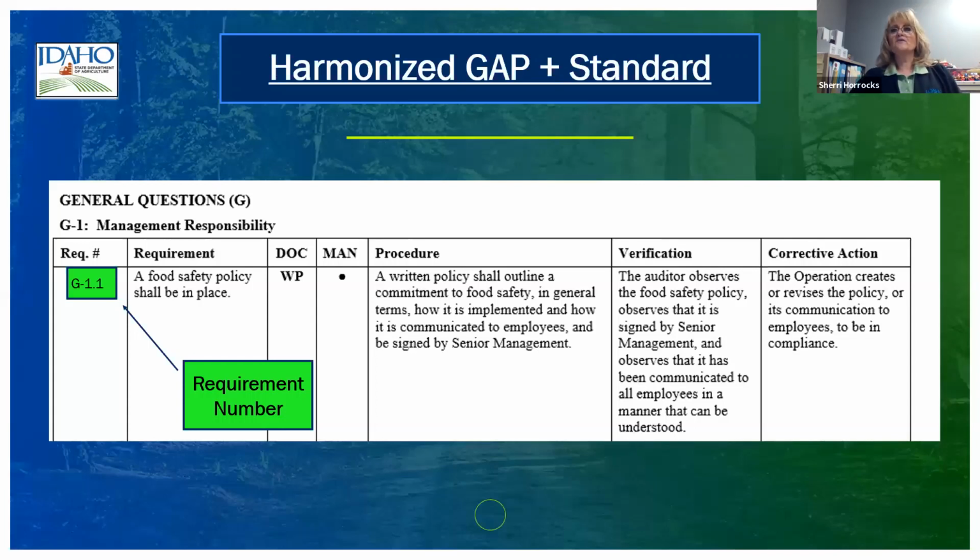Deeper look into the standard, we go by the question numbering system. All question numbers begin with the letter which corresponds to the scope, such as G11 would be for the general, F91 would be for the farm, and P would be for the post-harvest or packing house. This allows auditors and auditees to quickly identify which scope a question is in.